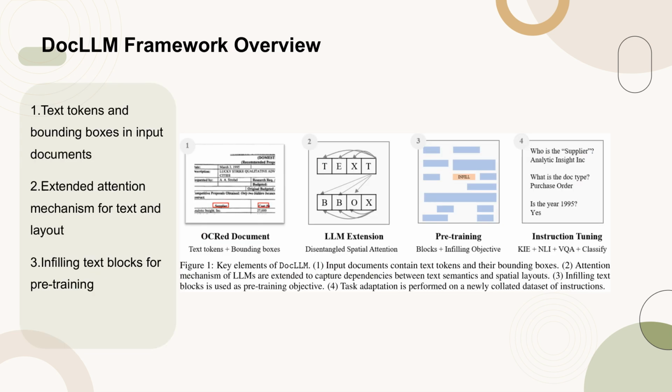Figure 1 illustrates the key components of DocLLM. Firstly, the input documents consist of text tokens along with their bounding boxes. Secondly, the attention mechanism of LLMs is enhanced to capture dependencies between textual semantics and spatial layouts. Thirdly, infilling text blocks is employed as a pre-training objective to handle irregular layouts. Lastly, task adaptation is conducted using a newly curated dataset of instructions.